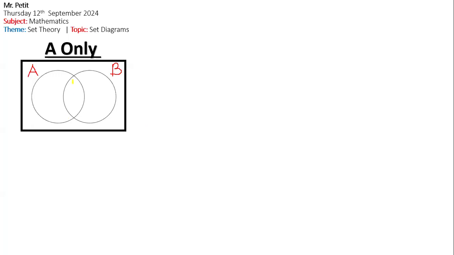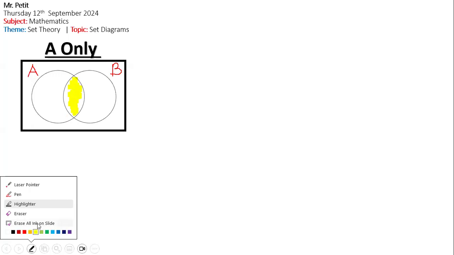Okay, so don't shade in the intersection. Don't shade in the intersection. Okay, so you're saying that we should shade in this side. This is A only, right? No, that's A and B. That's the intersection, both sides. So you're saying we shouldn't shade that, right? That's not A only. You should not shade that in. Okay, should not.